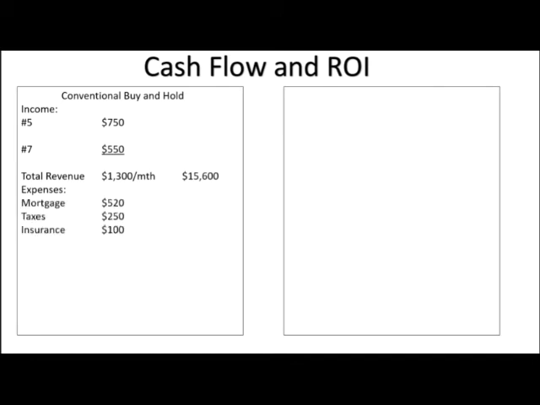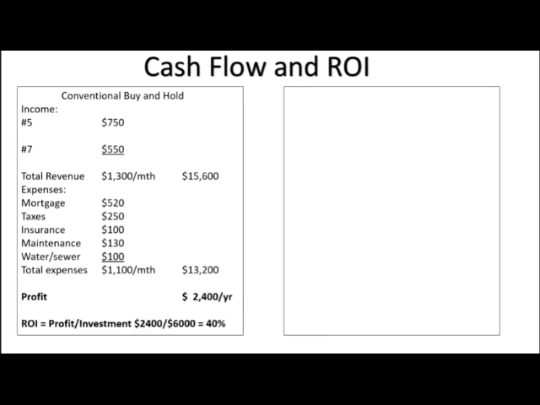But we have expenses such as our mortgage, our taxes, insurance, maintenance, the water and sewer, for a grand total of $1,100 per month or $13,200. So our profit is $2,400 per year. Now that's a pretty good profit considering that I only spent $6,000.